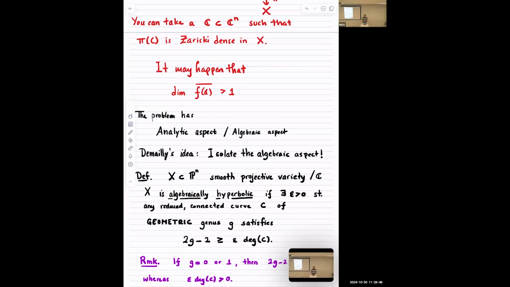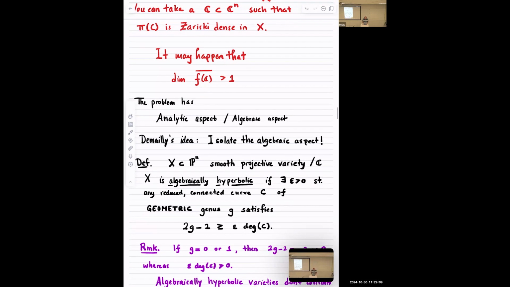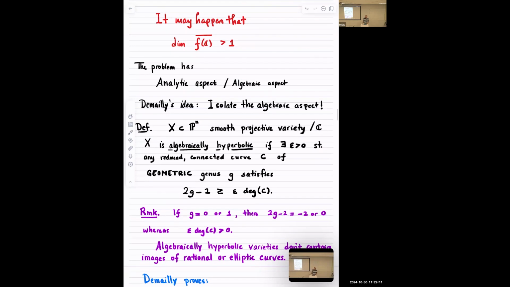So in some sense, the problem has an analytic aspect and an algebraic aspect. And the idea was basically to isolate the algebraic aspect, and so he makes a new definition which is called algebraic hyperbolicity. Most of the talk will be about algebraic hyperbolicity and this algebraic aspect of the problem. So now let me tell you what algebraic hyperbolicity is. But maybe before I do that, are there any questions?